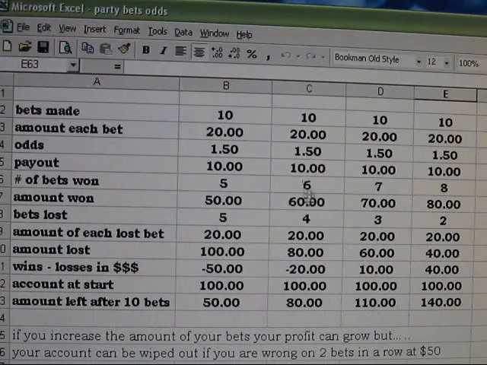If you're correct 6 out of every 10, so 6 wins and 4 losses, you're still down 20% after 10 bets, so your $100 account is down to 80, and I'm keeping the number small to keep it simple. At 7 wins, you're actually making $10.